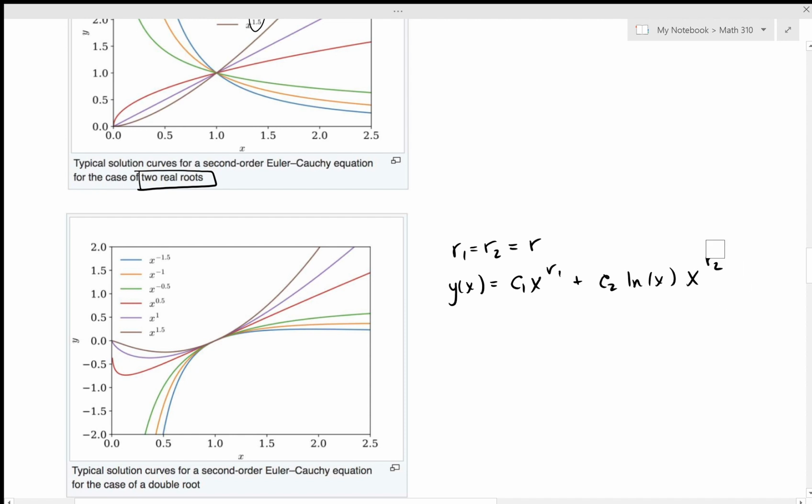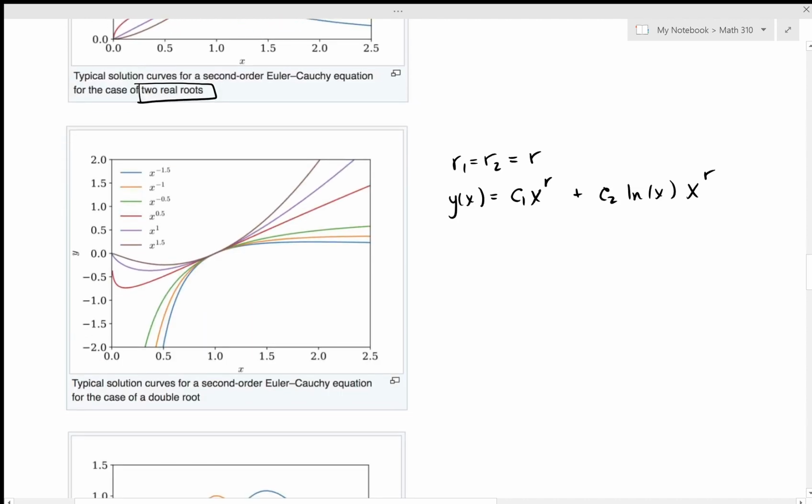R2 is kind of silly, actually. It's still r1. They're the same. Let me just replace it with r. r1 is equal to r2, I'm going to call it r. Okay, so then we can draw the solution curves for that. It's a double root situation, for varying values of r, depending on what that actual number is. So that's the double root situation.